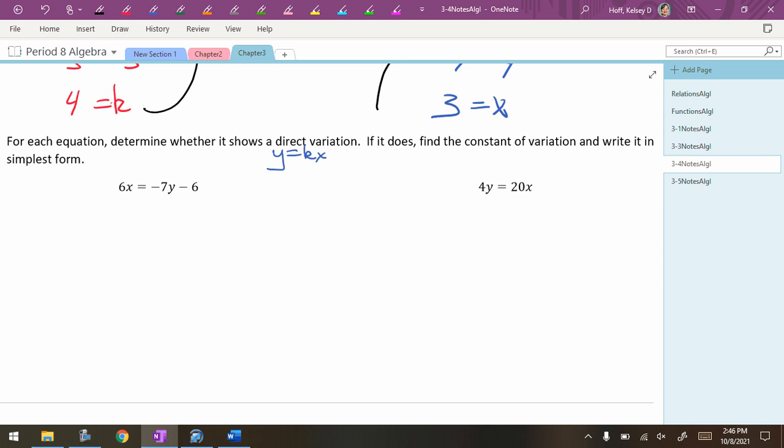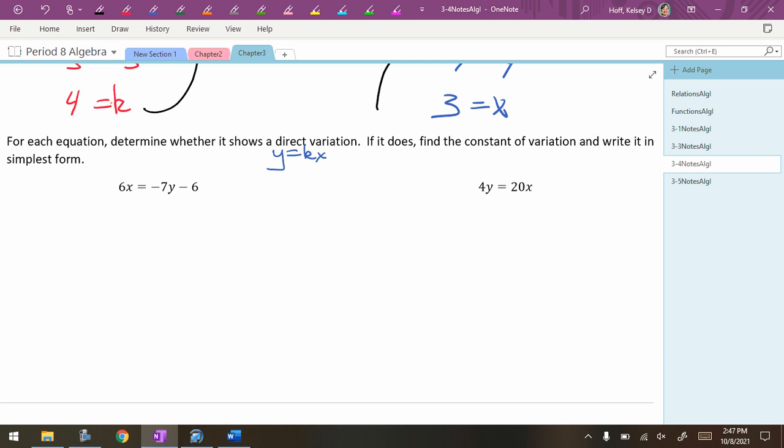So the equation on the left, 6x equals negative 7y minus 6. Why is it not a direct variation? Could I get y by itself? Could I move y to the other side? Why is it not direct variation? She says it's not a direct variation because I have a minus 6. 6 doesn't have a variable. Do we have any number over here that's not with a variable? No, don't overthink this, people.